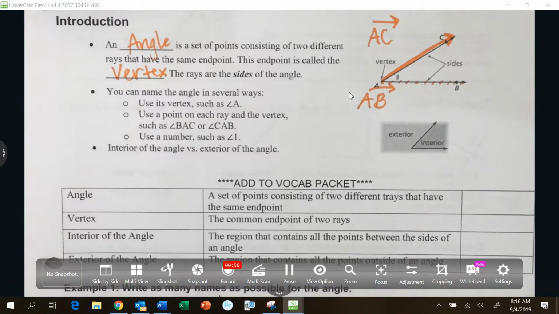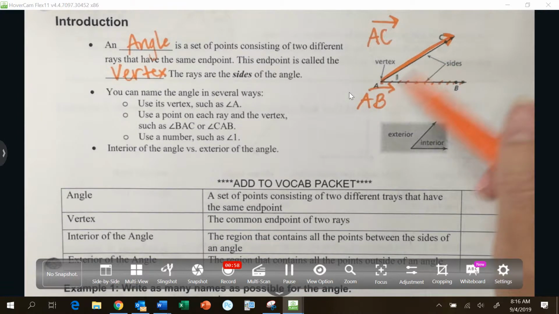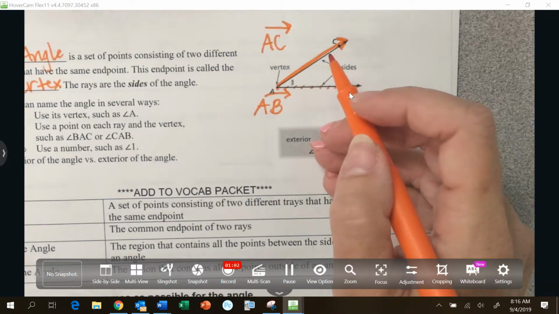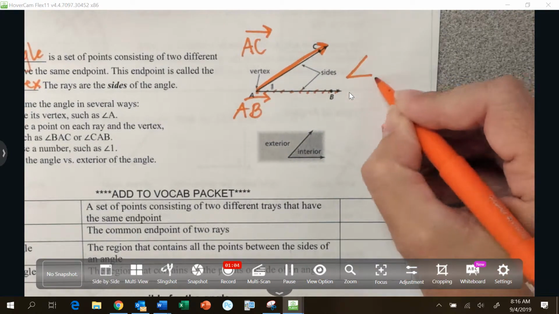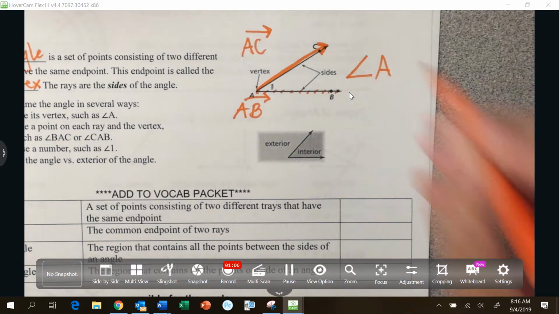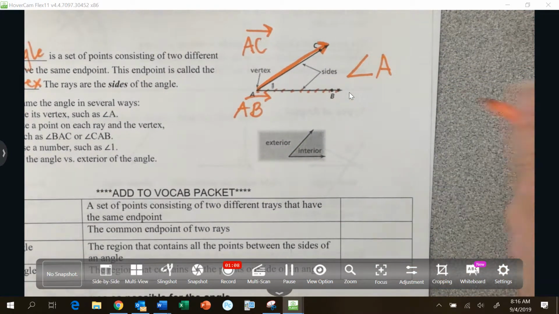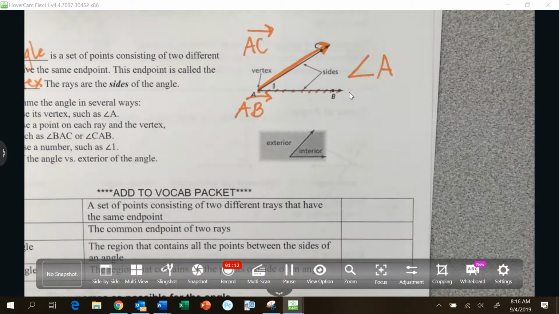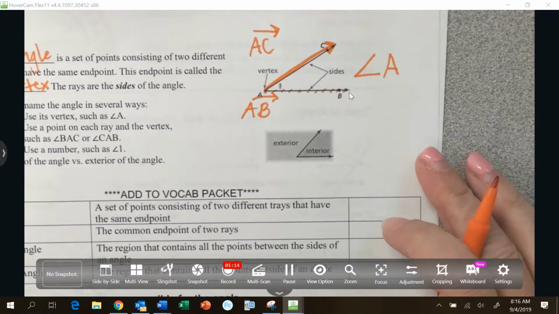You can name the angle in several different ways. You can use its vertex sometimes, and I'll show you examples where you can't. So for this angle right here, we could call it angle A. Notice that, I'll draw it a little bit bigger. Angle A, it is not a less than symbol. It has a flat bottom and then an angle up. Angle A, that's one way we could name this angle.